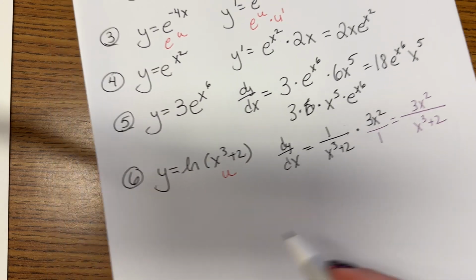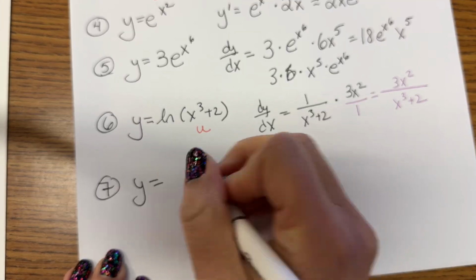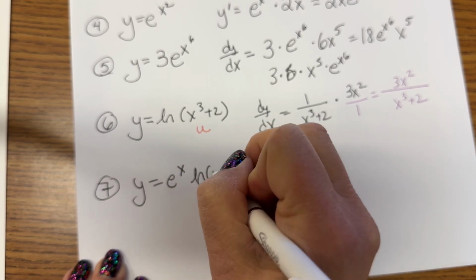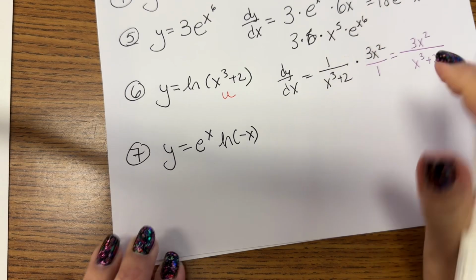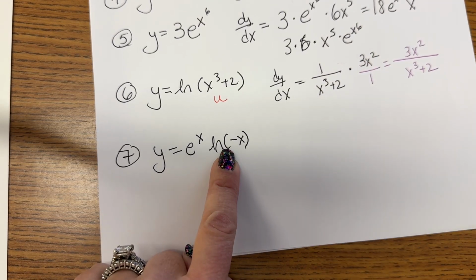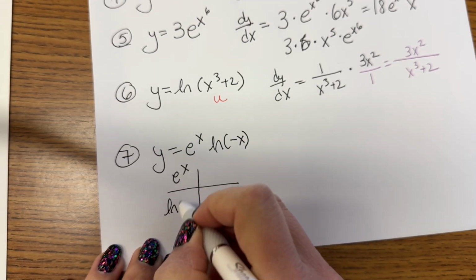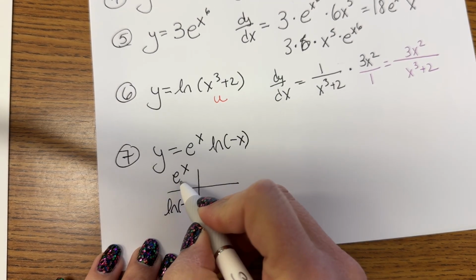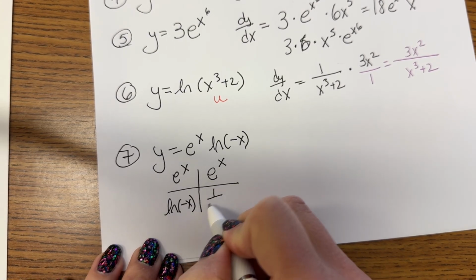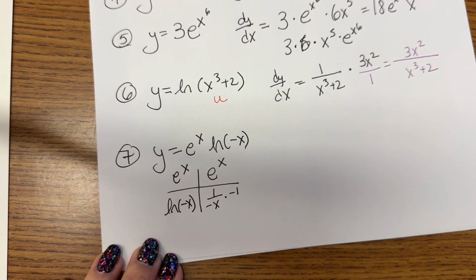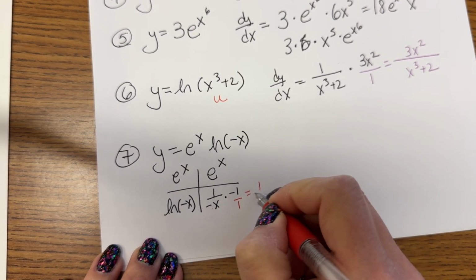Okay, number 7. In number 7, this is now a product rule because we have one function multiplied by the other function. So I'm going to set up my table. e to the x has a derivative of e to the x. ln u is 1 over u times u prime. Negative divided by negative is positive.